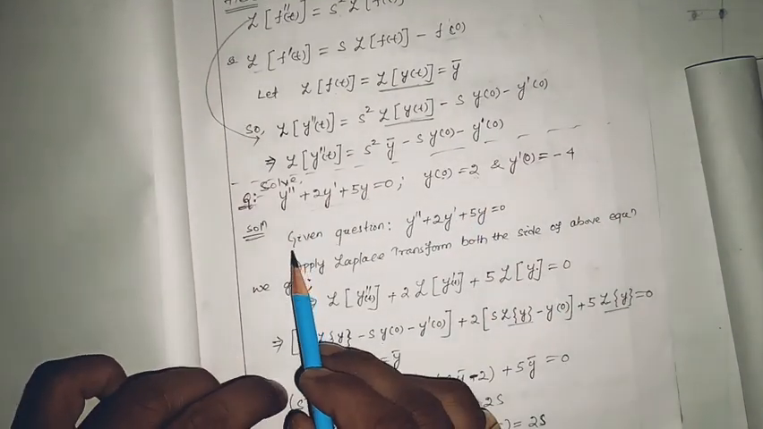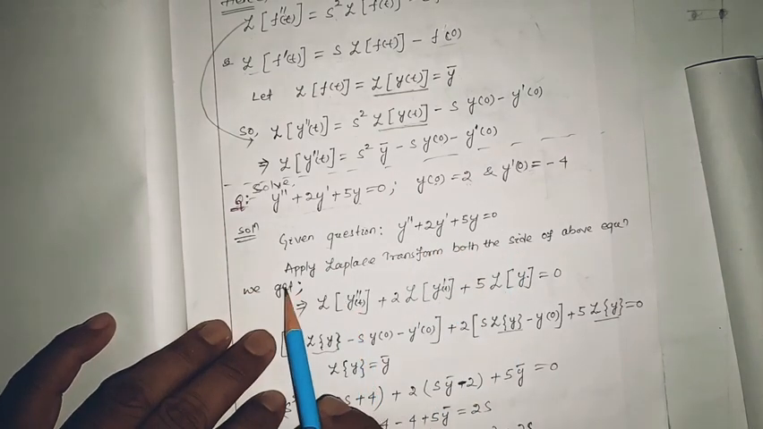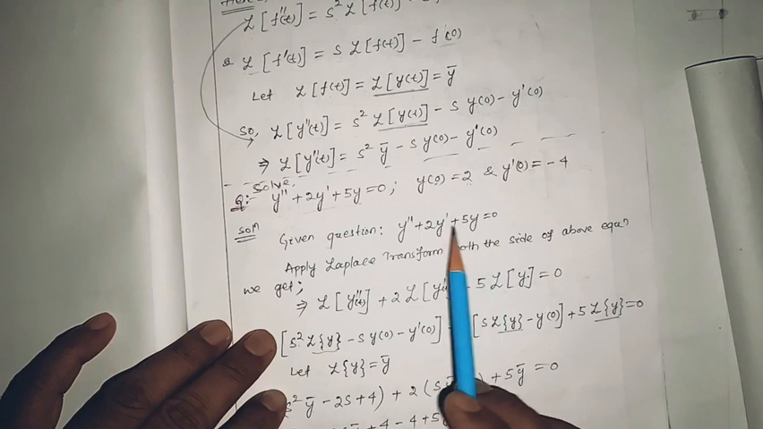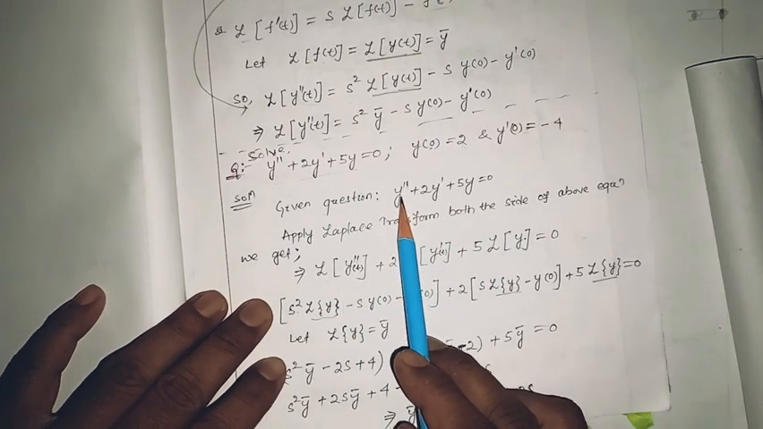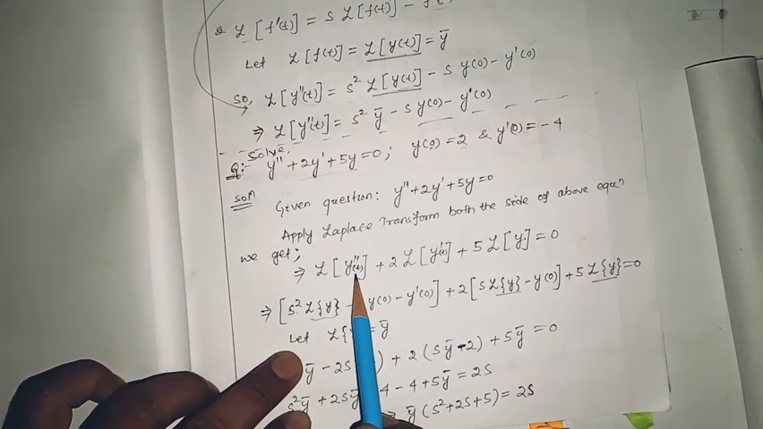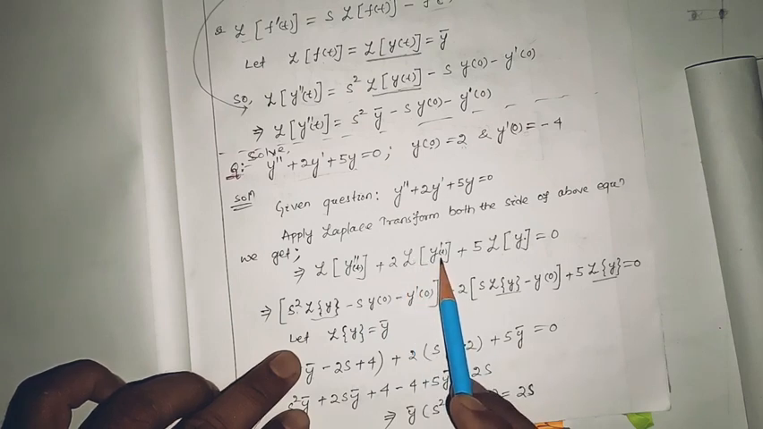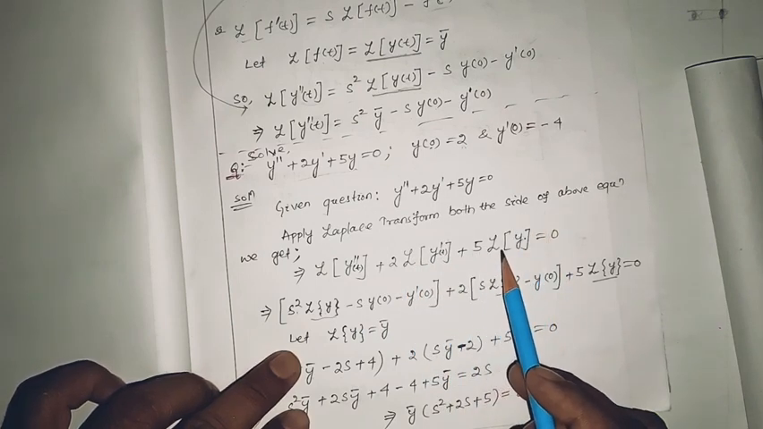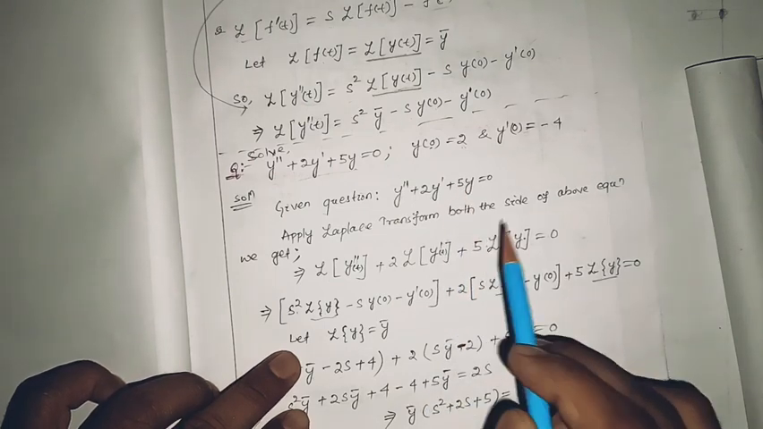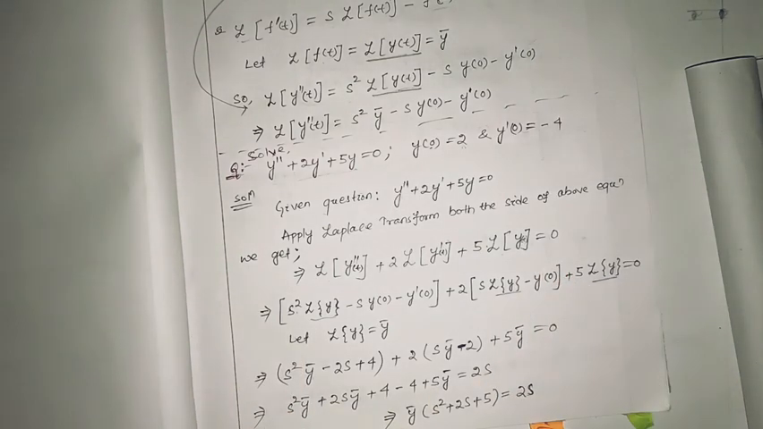Okay, the given question is this one: y double dash plus 2y dash plus 5y equal to 0. Applying Laplace transform on both sides of this equation: Laplace transform of y double dash, plus 2 into Laplace transform of y dash, plus 5 into Laplace transform of y, which is a function of t, equal to 0, right?